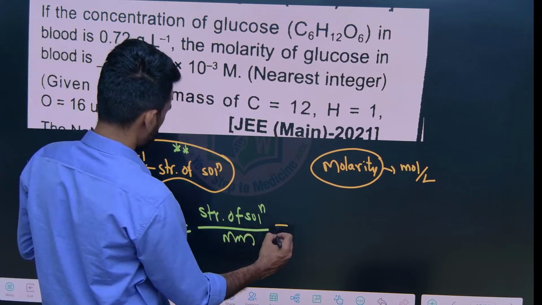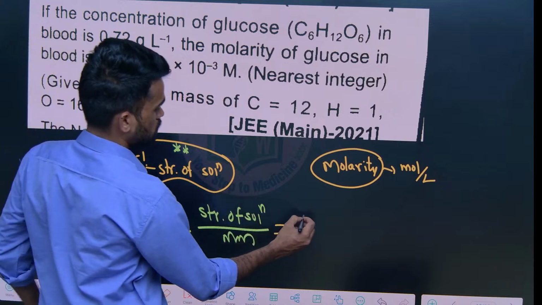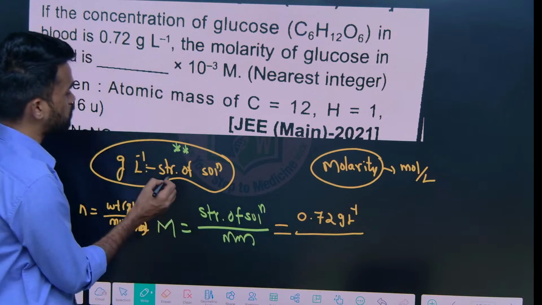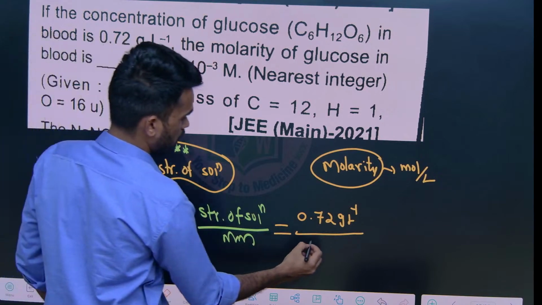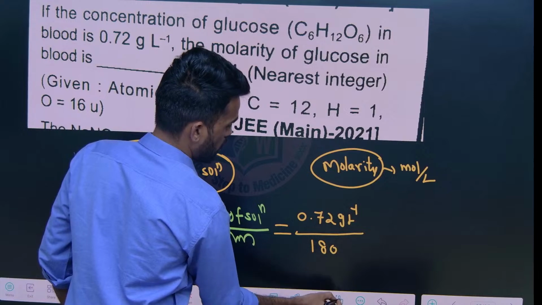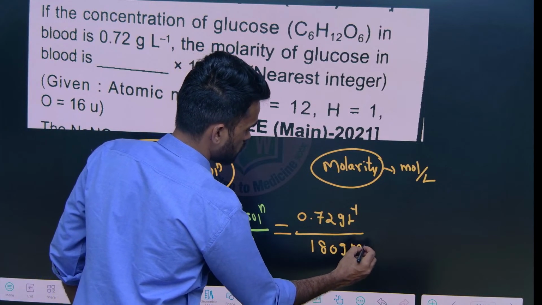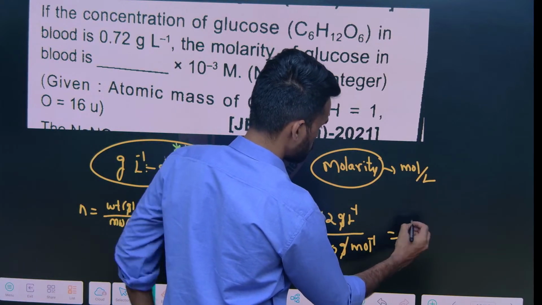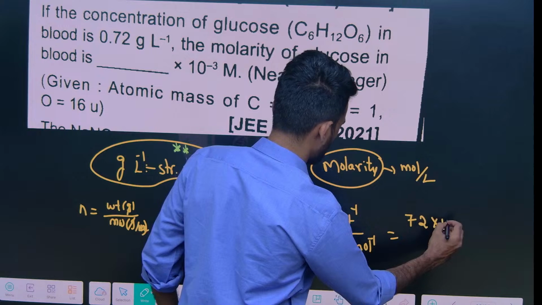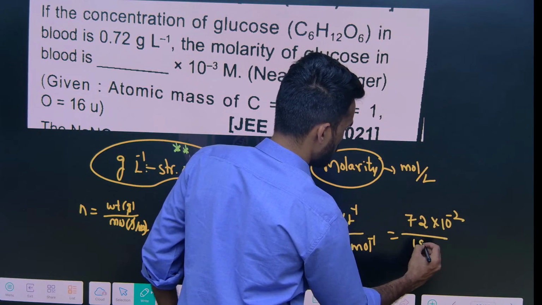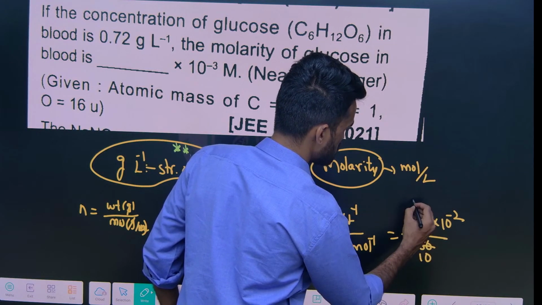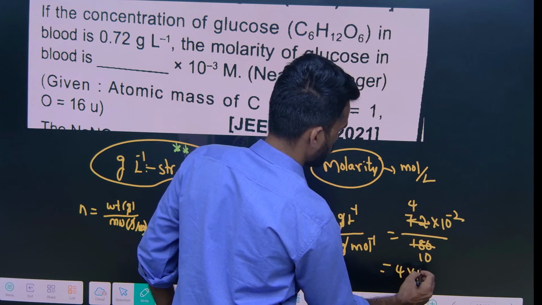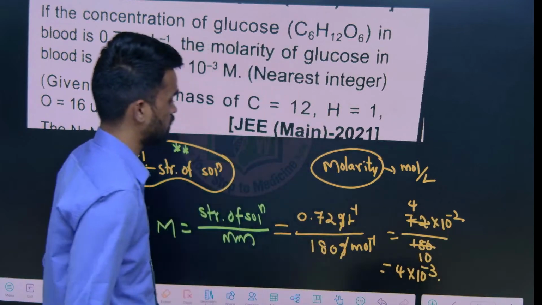So now, what is the strength of solution mentioned here? It is 0.72 gram per liter. Now, what is the molar mass of glucose? It is 180, gram per mole. So upon simplifying, you can write it simply as 72 into 10 power minus 2 by 180. Okay, this is tenza, so this is 18 forza. You are going to get 4 into 10 power minus 3 as your answer.